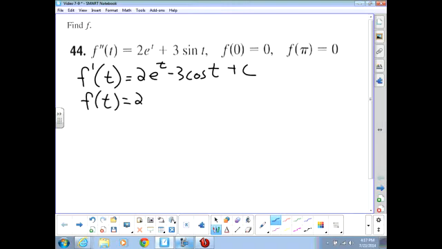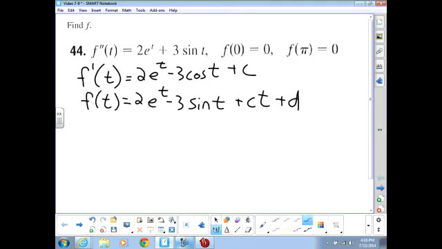We'll have 2 e to the t again. Antiderivative of a cos is a sine, because think of that as the negative 3. Don't worry about it for now. Antiderivative of just a regular cos. So we'll have negative 3 sine t plus ct plus d.